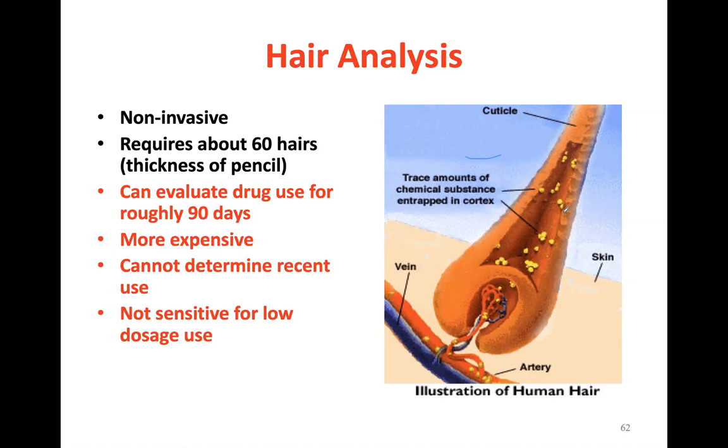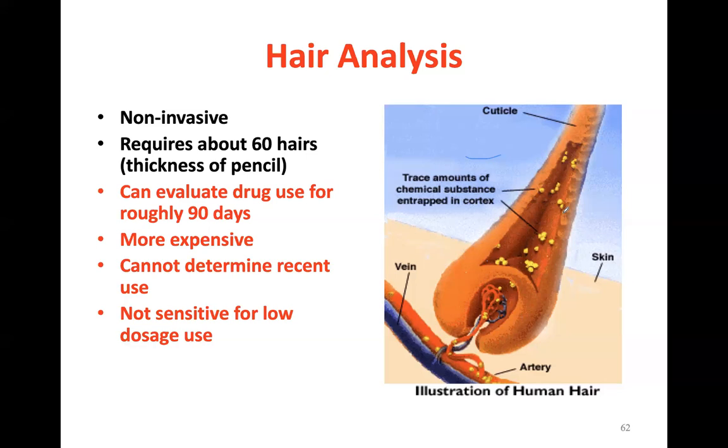The other type of testing that we've seen used is hair analysis. The big thing is a lot of people thought it was going to be the answer to not having to watch people pee in a cup. The idea is you clip somebody's hair, takes about 60 hairs, which some people suggest is about the thickness of a pencil. I think it's not quite that thick for 60 hairs.